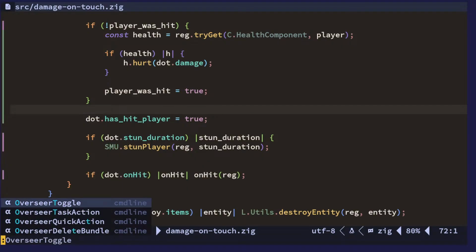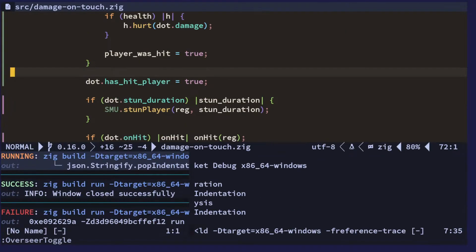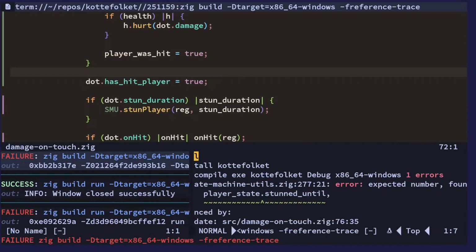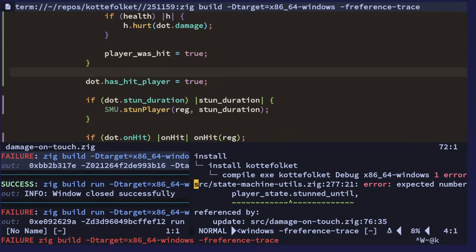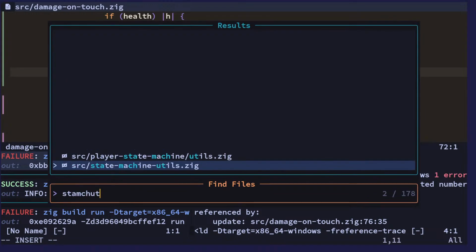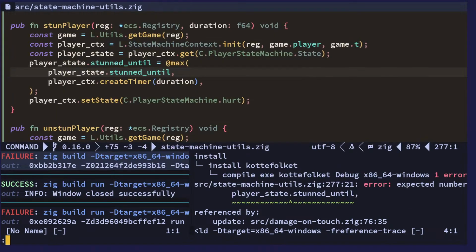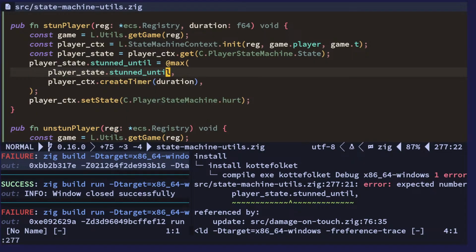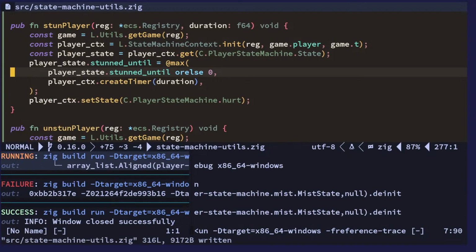So this might solve the problem. Okay, we got some errors. State machine utils 277. Okay, right. So this would be 0 if it's not defined.